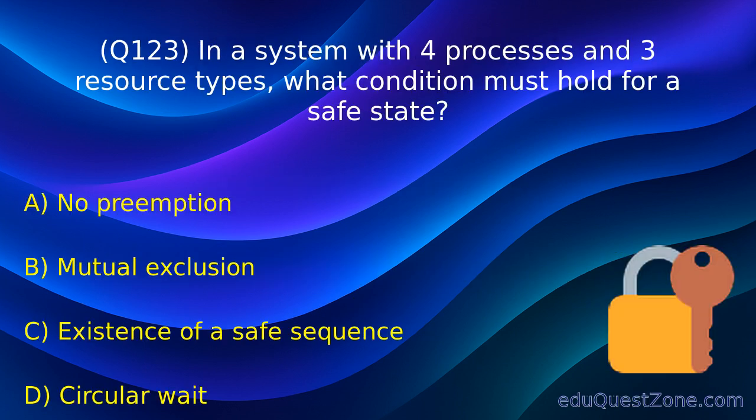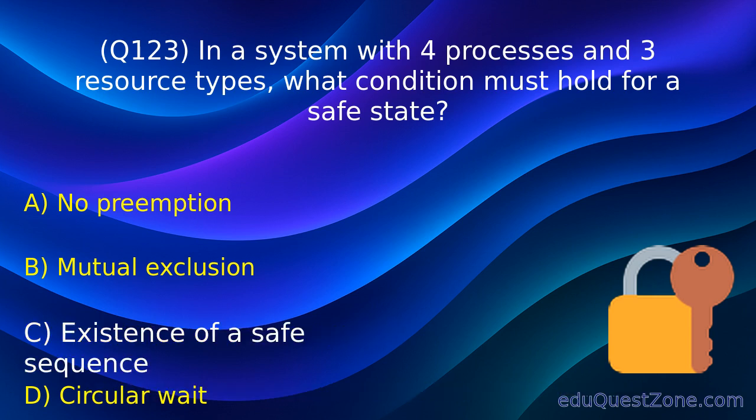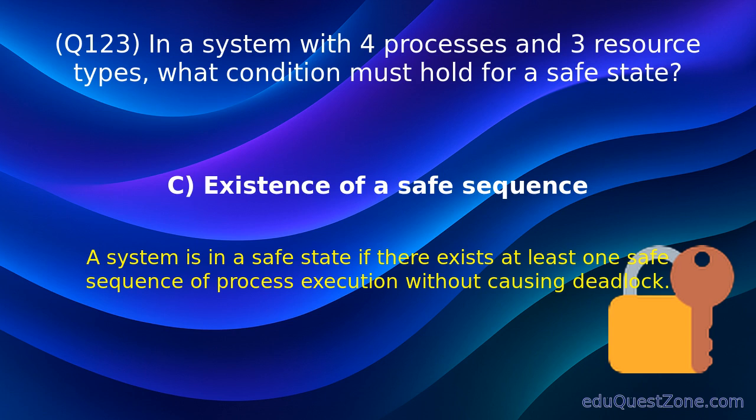Question number 123. In a system with 4 processes and 3 resource types, what condition must hold for a safe state? Option C, existence of a safe sequence. Safe state exists when at least one sequence of processes can complete without deadlock.